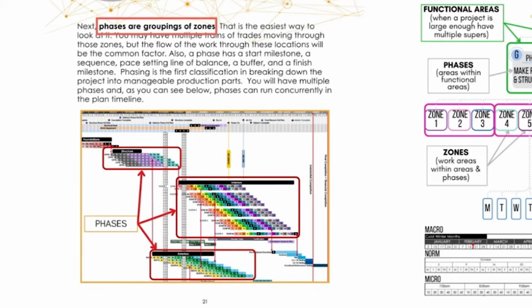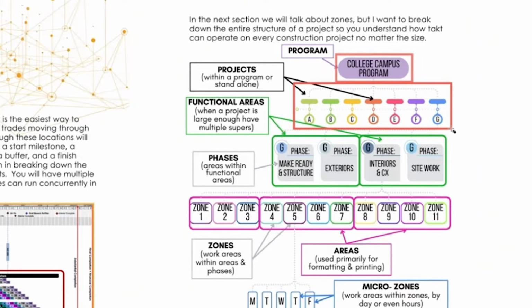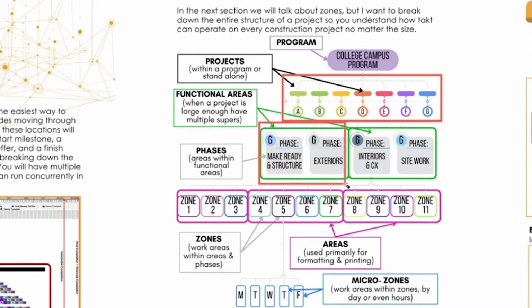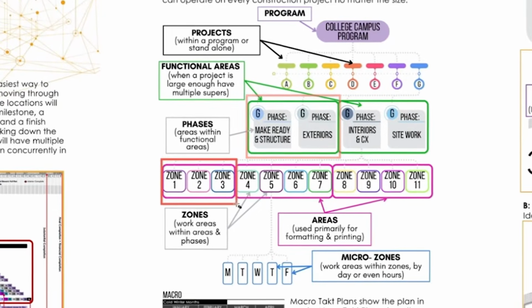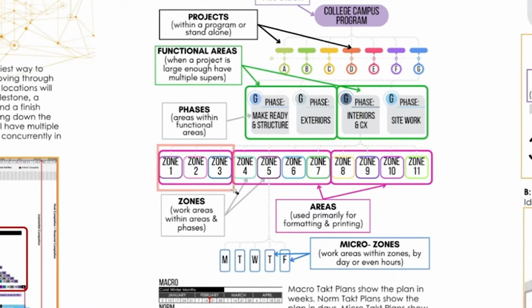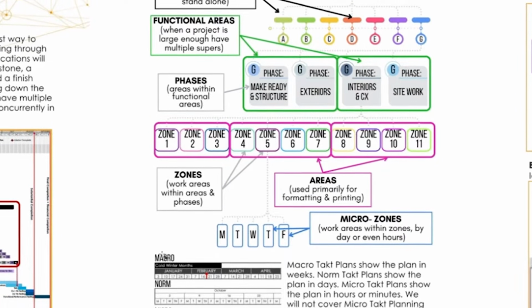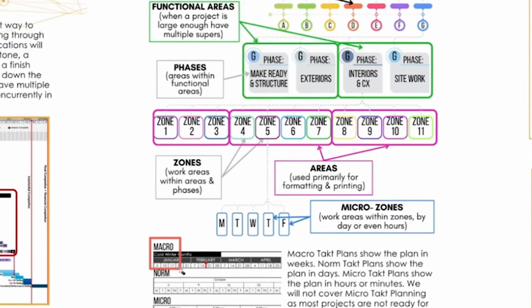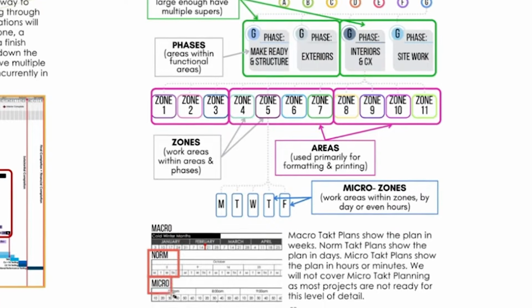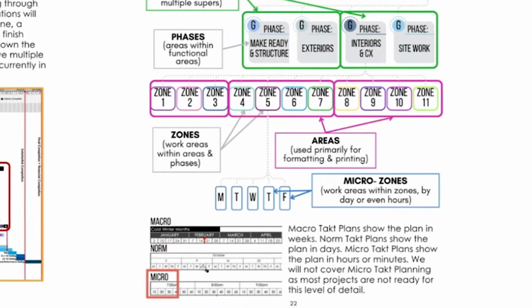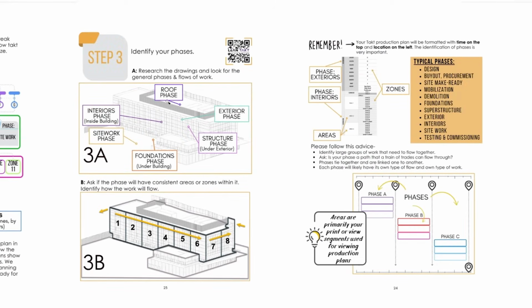And you'll see that because again, oh, this is so good. Program, then you have your projects. Maybe you have projects A through G, right? Functional areas, which I'm going to talk about in a minute. Inside those functional areas, you have zones. That's your production level area. And those zones, those unique zones, make up your phases. And interestingly enough, when you're looking at your takt plan, macro is looking at it high level, norm is looking at it day by day, and micro is looking at it hour or minute. I explained that in the first video, but I wanted to share that with you in the book and here as well. So let's go ahead and dig deeper into the phases.